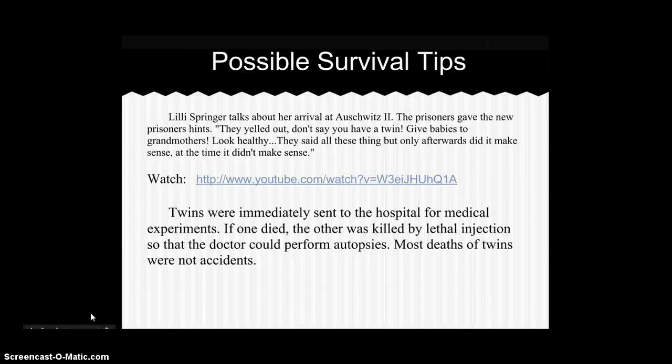Why would they say, don't say you have a twin, you ask? Twins were immediately sent to the hospital for medical experiments. If one died, the other was killed by lethal injection so that the doctor could perform autopsies. Most deaths of twins were not accidents.